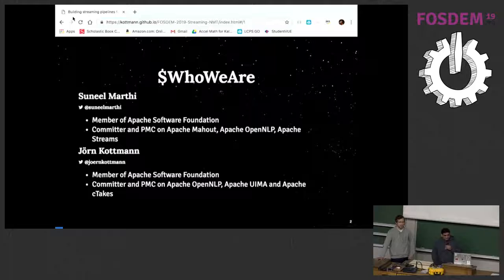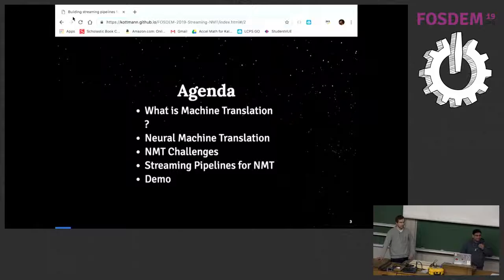Before we start, show of hands, how many of you actually have a use case involving machine translation? And how many of you use neural networks or neural machine translation as opposed to statistical? Okay, great. The agenda for today is we'll be talking about what is machine translation, what is neural machine translation, what are the challenges with that, and how do you train your models offline in batch mode and call them in an inference pipeline in real-time streaming mode. And we'll have a small demo.